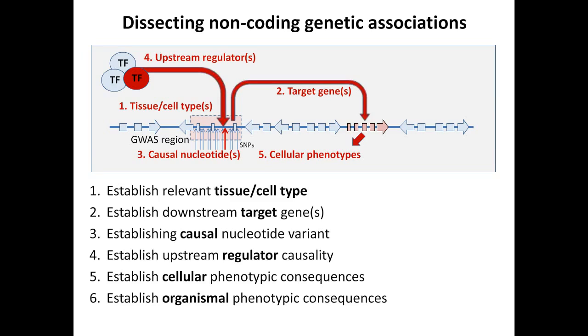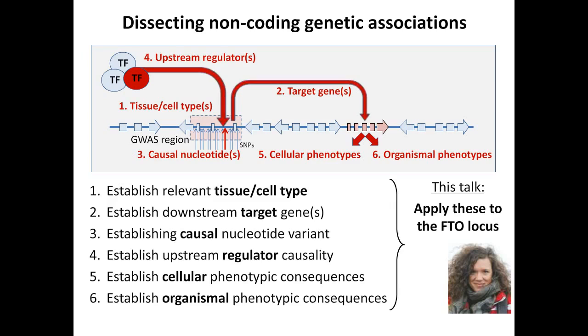And then lastly, we need to understand the cellular phenotypes and the organismal phenotypes that arise from these dysregulatory events. This sounds very daunting, but the tools that I mentioned earlier, combined with directed experimentation in the relevant cell types that we can predict using these approaches, and disruption of the specific regulators, the specific nucleotides, and the specific target genes that are predicted by these approaches, can in fact allow us to dissect these. In this talk, I'll focus on the work by Melina Klausnitzer applying these tools to the FTO locus.